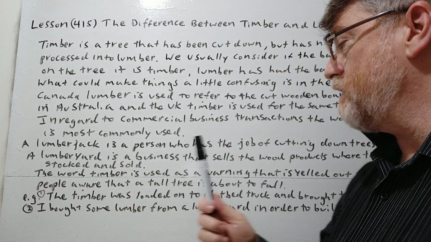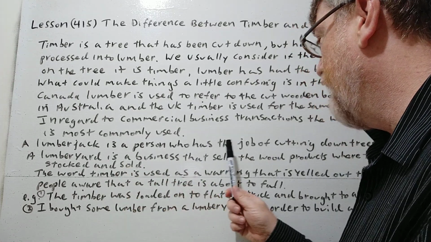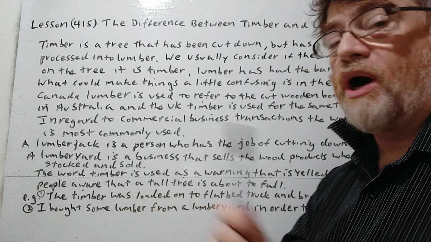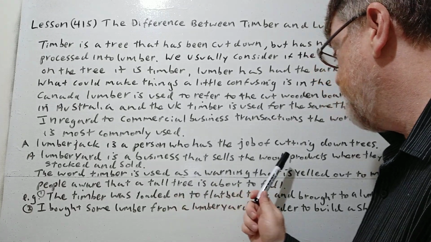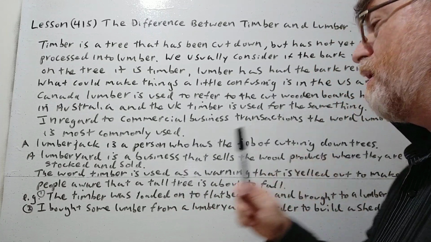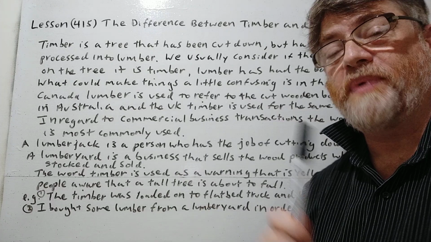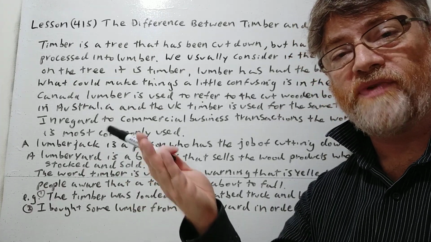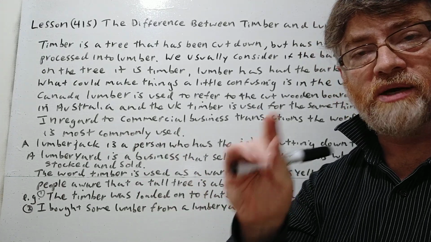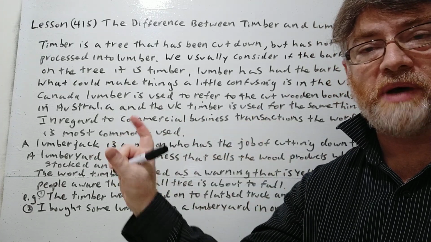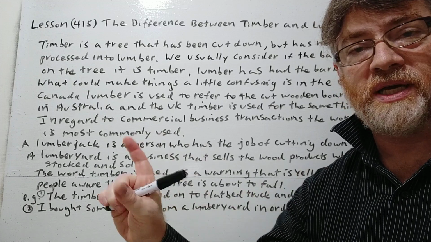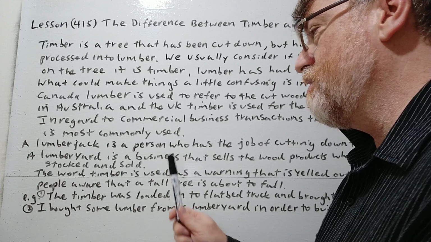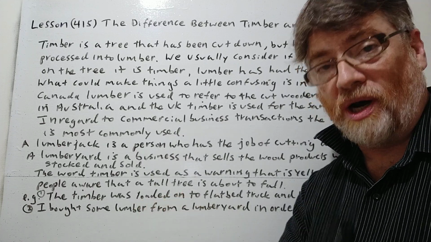All right, and just some other things to know. A lumberjack is a person who has the job of cutting down the trees. A lumber yard is a business that sells the wood products where they are stocked and sold. So basically, again, the timber is brought to the lumber yard. They take the bark off and they cut it into nice even pieces, 2x4s, 4x8s, or whatever the board is that's needed for building. So they do that at the lumber yard.